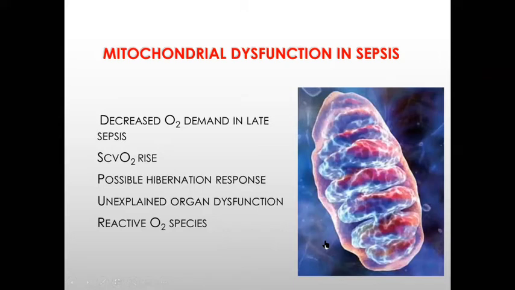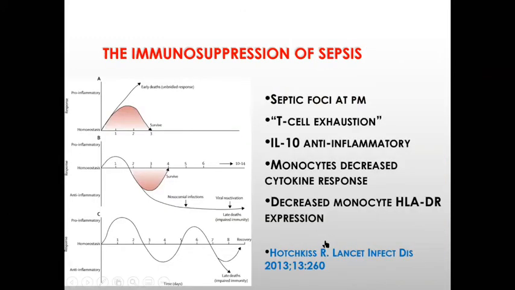We also know that in sepsis, the mitochondria don't work well, so that in late sepsis, you get an actual increase in oxygen demand because the mitochondria are not using oxygen. And this may be a mechanism of organ dysfunction in severe sepsis.